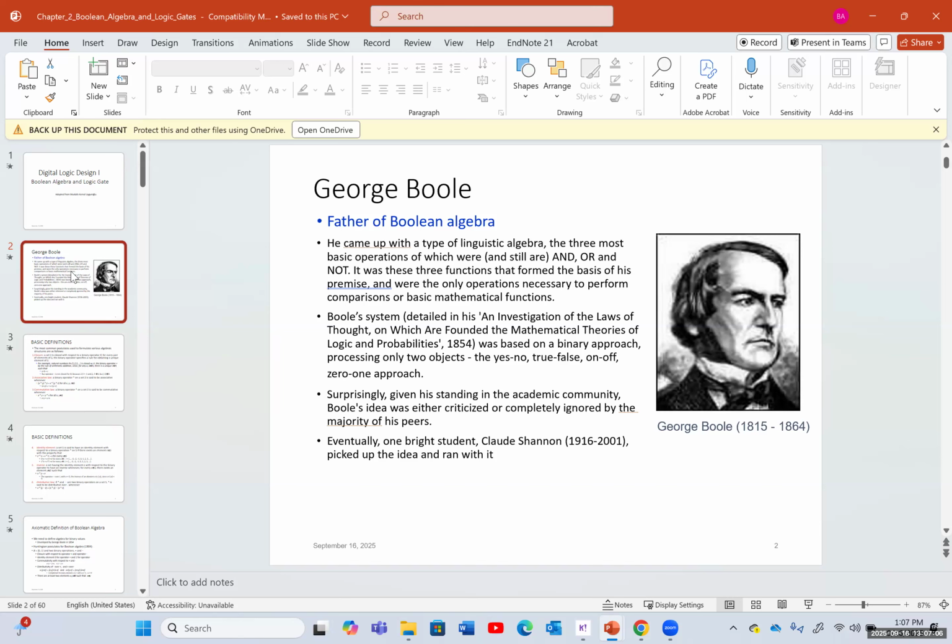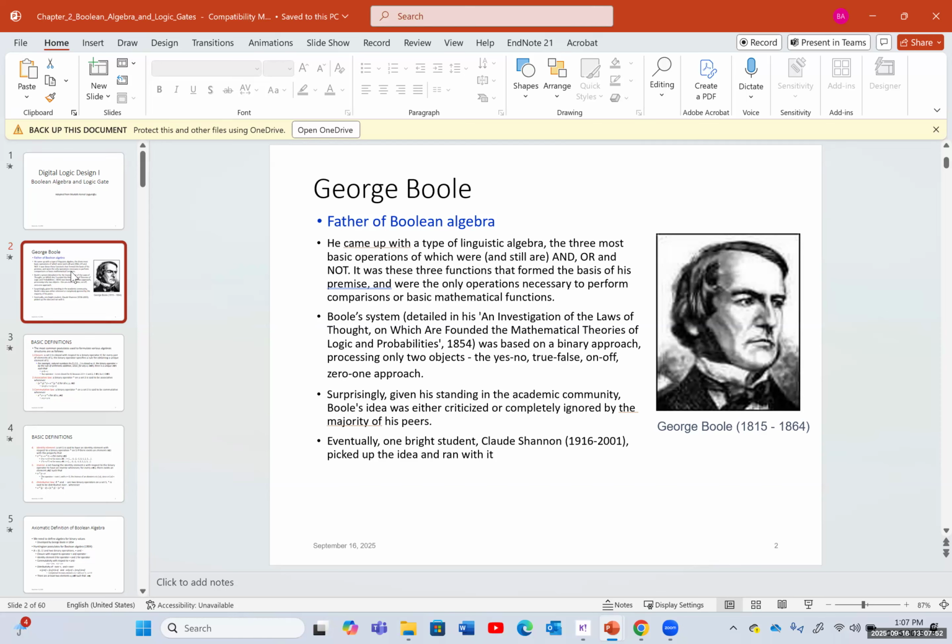It was first introduced by George Boole, and he came up with a type of linguistic algebra that has three basic operations. We have AND, OR, and NOT. And these three functions form the basis of his premise and were the only operations necessary to perform comparisons or basic mathematical functions. His approach was based on a binary approach, processing only two objects: yes, no, true, false, or on, off, or 0, 1.